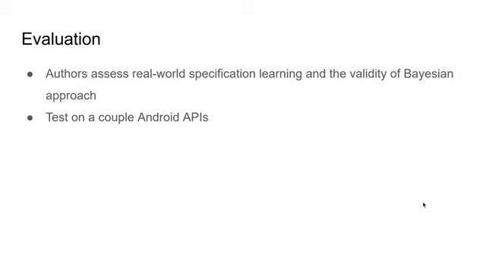So now I'll go more into evaluation. The authors do a couple things. They first assess real-world specification learning using actual corpora, and they also test the validity of the Bayesian approach versus a non-Bayesian approach which they also use. And then as for specific domain focus, they test on 3 Android APIs. I think they have to do with things like UI and then also networking.